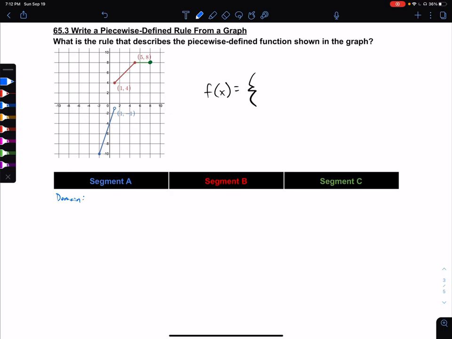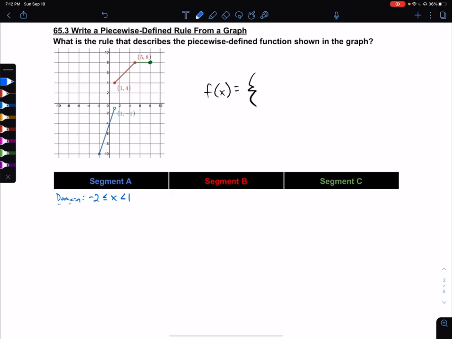The domain for segment A, right, we're looking at x values, our intervals. It's going to start right here, so it's going to be -2. There's a closed circle, so we're going to put the less than or equal sign and then x, and it goes up to this point right here. So that's going to go up to 1. Open circle means it's just going to be less than 1. So my domain for the segment A, the blue one, would be -2 is less than or equal to x, which is less than 1.